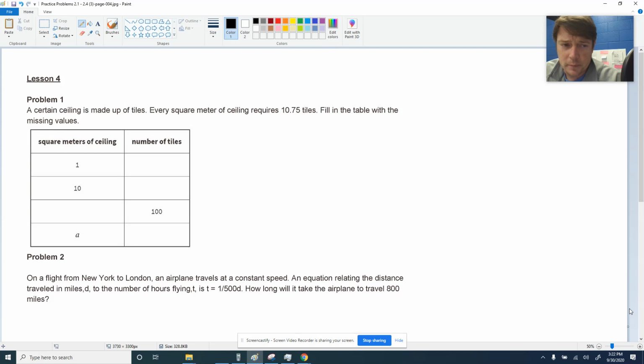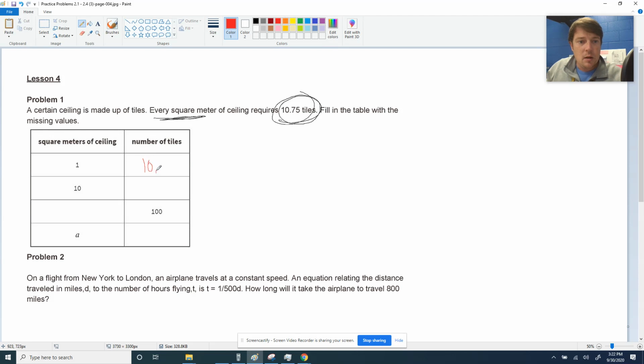But it's not too bad. We're going to go over it together. We've got a certain ceiling that's made up of tiles, and every square meter of ceiling requires 10 and 75/100 tiles. So we have to fill in this table with the missing values. The key part here is that every square meter requires this many tiles. So that right there is giving us our first number.